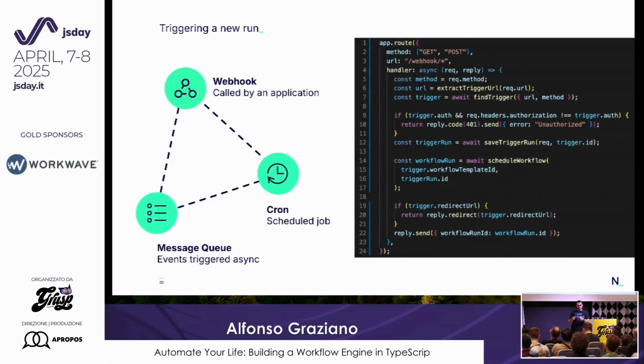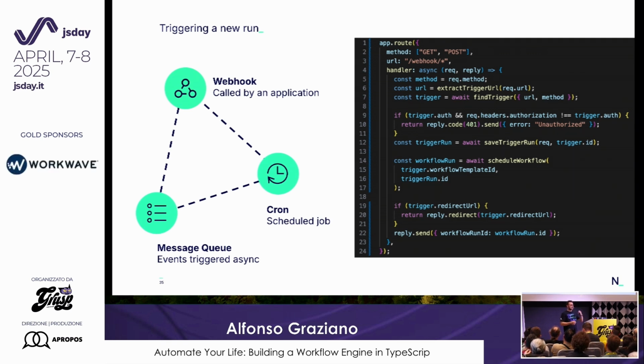As soon as we have defined all our plugins, we can trigger a new run. Let's assume that we created our workflow within the application. We can trigger a new run. How do we do that? We can have a webhook, which is waiting to be called. We can have a cron job. We can have a message queue. We can define our own triggers. That's why it's so powerful, because in like 30 seconds we can create a new type of trigger.